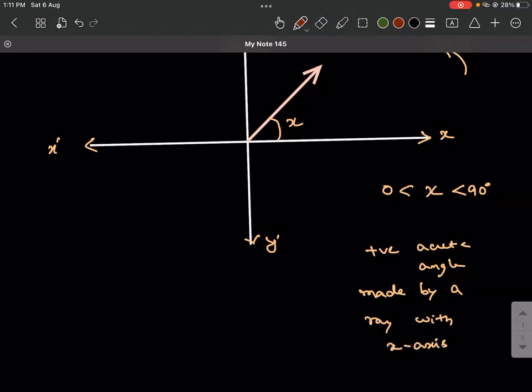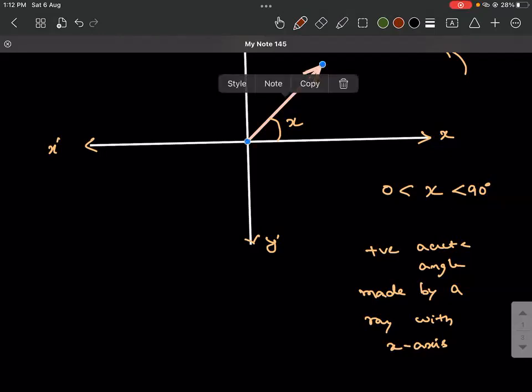Which quadrant is that ray lying in? Are you able to understand? So instead of using coordinate geometry, if you want to use Euclid's geometry to explain in which quadrant that particular line is belonging, then you can say that the ray is revolved in the anticlockwise direction through an angle value which is less than 90 degrees.